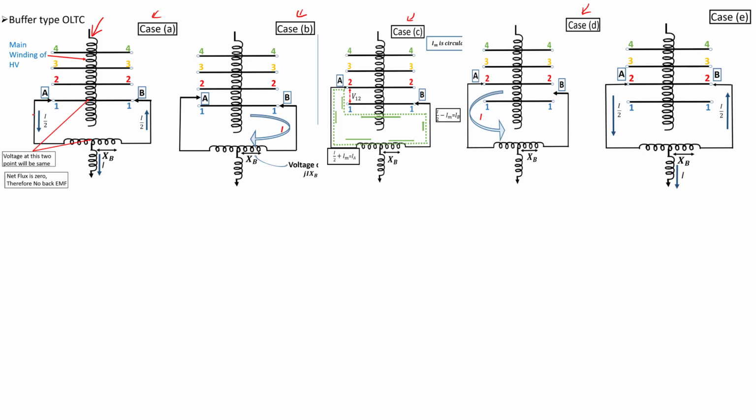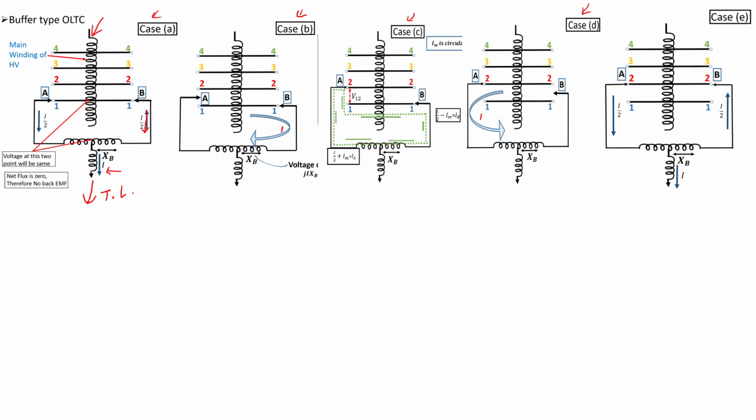And there are two arms, A and B. Both arms are connected like this. Sorry, this diagram is downwards, the current is downwards only. I by 2, I by 2, so the total current is I. This is the transmission line.